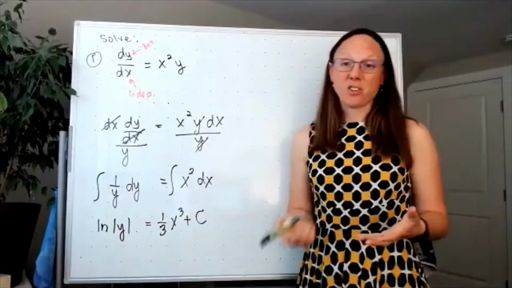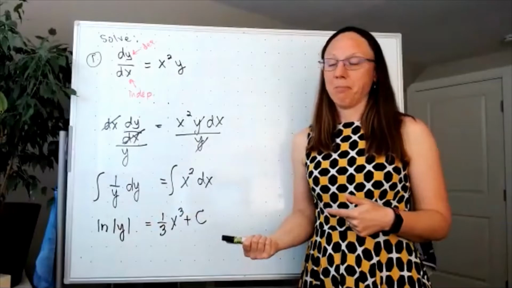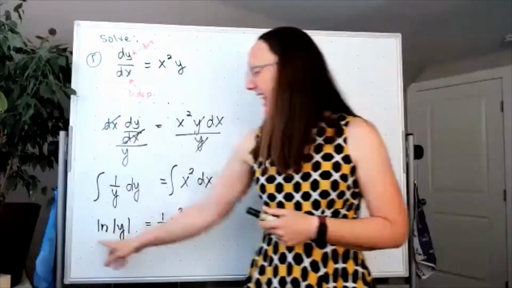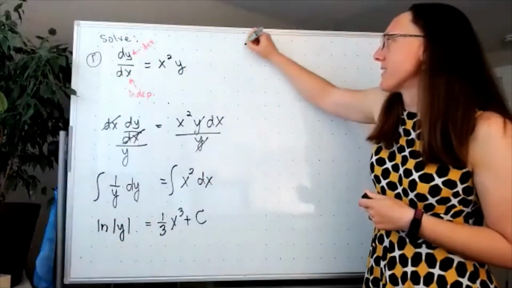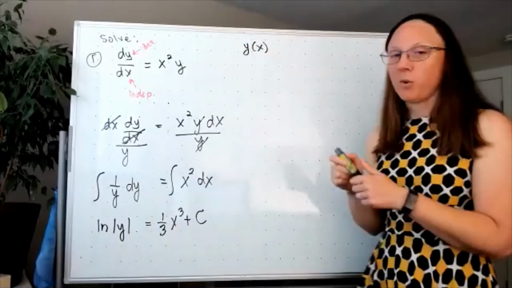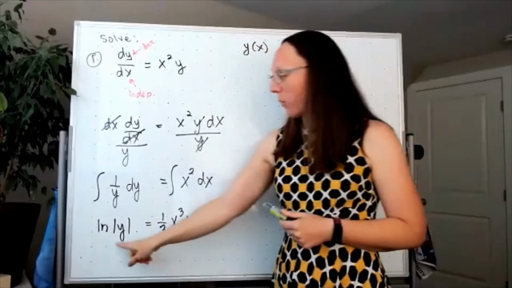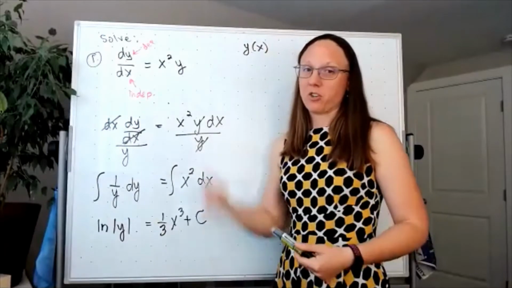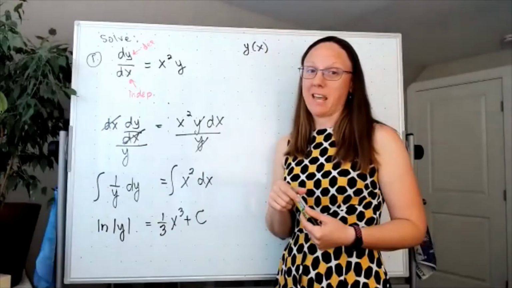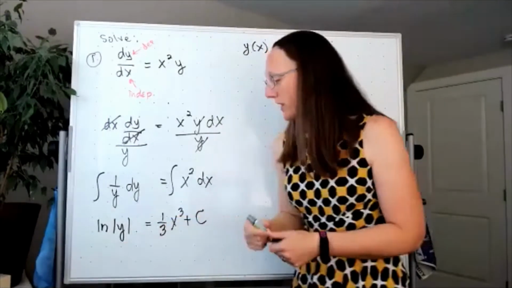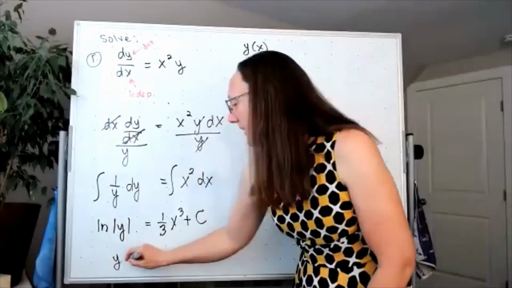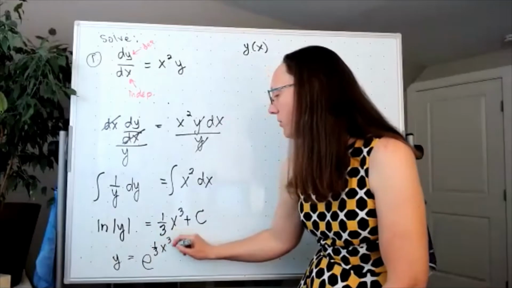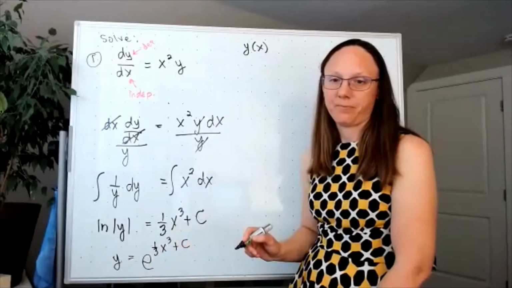Now, there's an extra thing that I would do here that we didn't really have to do in the previous problem. If the question asked us to find y of x, well, we still have a little bit of work to do because right now that y is trapped inside of a natural log. So if I were to actually want to solve this to make it say y of x, I'm going to rewrite that to say y equals e to the 1/3 x cubed plus a constant.